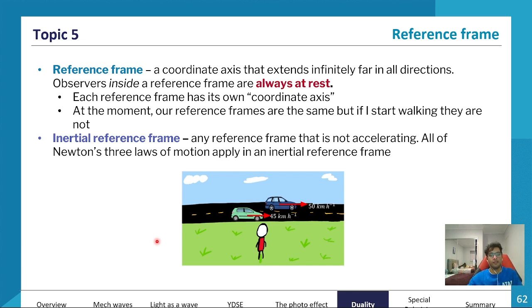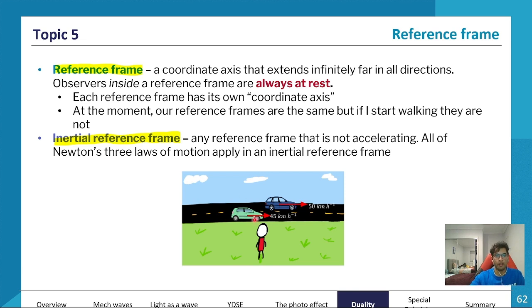So first of all, before we get into special relativity, we need to define what a reference frame is. A reference frame is basically your point of view in the most basic sense. So this person on the ground has his own reference frame. This car over here has its own reference frame, and this blue car has its own reference frame. From your perspective on the ground, the car is traveling at 45 kilometers, and the blue car is traveling at 50. Yeah, that makes perfect sense.